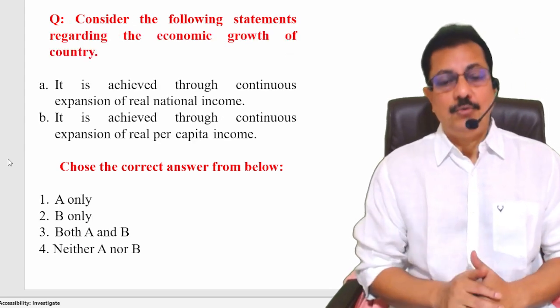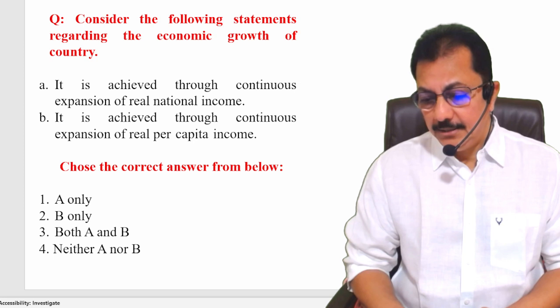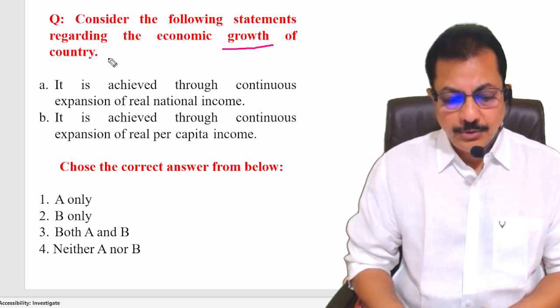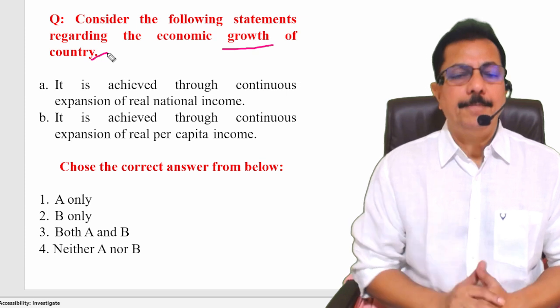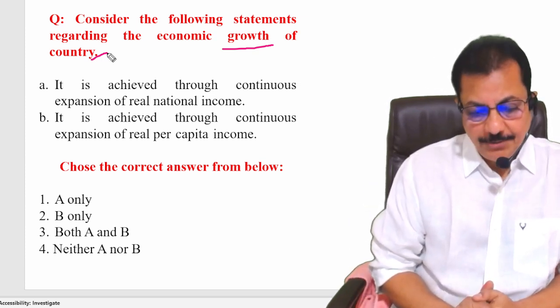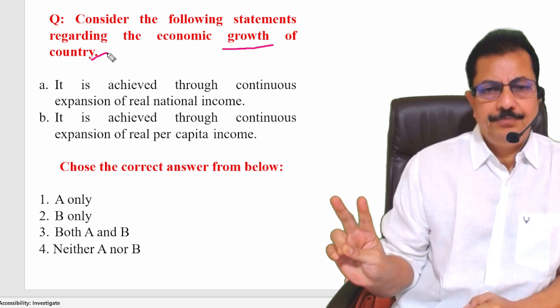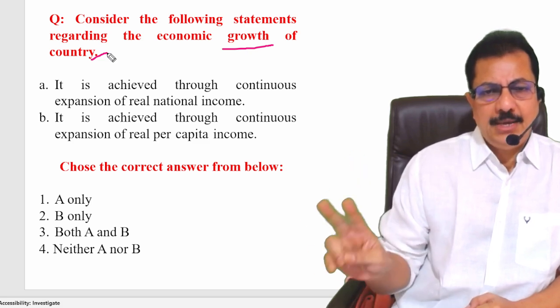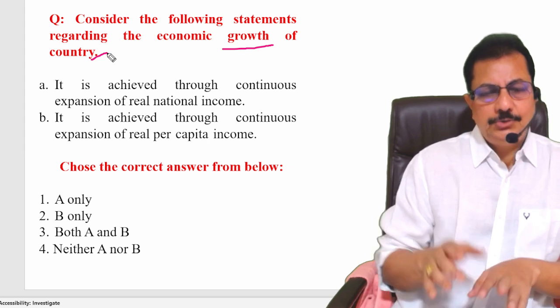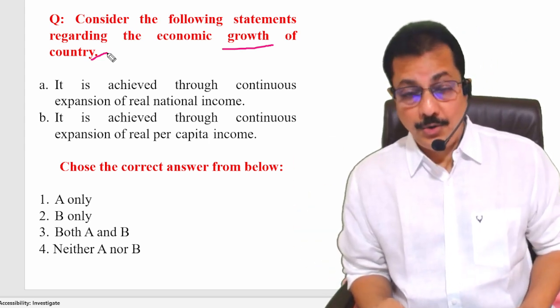Yes, we have one more question. Consider the following statements regarding the economic growth of a country. So only 2 statements are given. Either 2 may be correct, 2 may be wrong, 1 may be correct. So obviously 1 may be wrong. Let's read.